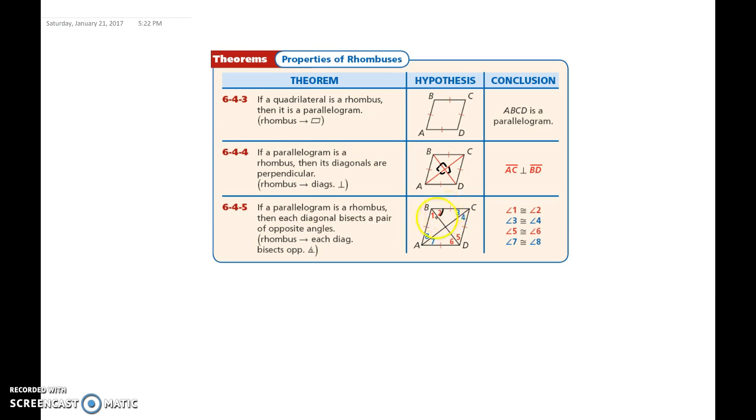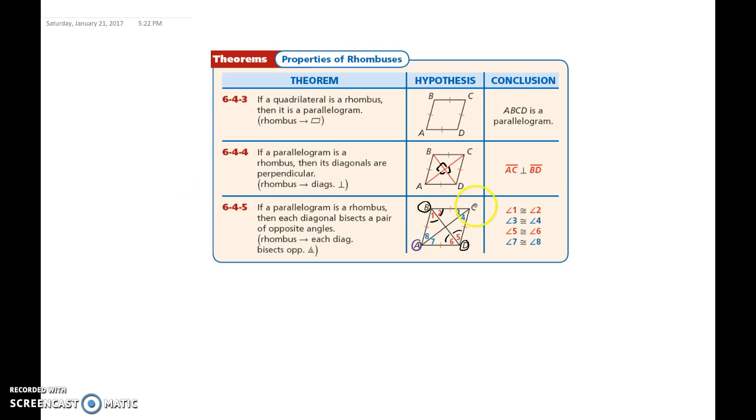So that means that angle 2 is congruent to angle 1, and angle 5 is congruent to angle 6. And since it's a parallelogram and opposite angles are congruent, that means that angle 1 and angle 6 are congruent as well, and angle 2 and angle 5 are congruent. So all 4 of those angles are actually the same measurement. And the same thing with the other one here.